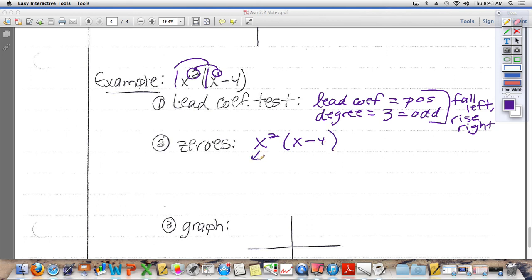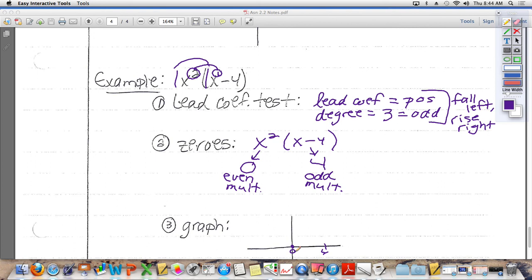Zeros. So we've got x squared, and then we have x minus 4. What is this thing right here? What is that 0? x squared? What value of x could I put in for this to get me 0? Yeah, 0. Even or odd multiplicity? Even multiplicity. What about this one? Positive 4, even or odd? Odd. Yeah, only shows up once. So it is odd multiplicity. Plot your zeros. You've got one at 0. You've got one at positive 4.